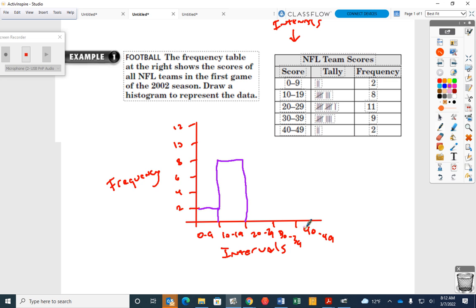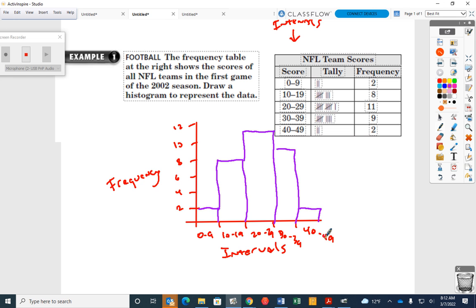Okay, 20 to 29? 11. So I'm going to go up to 11 and come back down. And then what's my next one? 30 to 39 is going to go up to where? 9. Now, I don't have a 9 here, so how do I display that? Just go right in the middle. Come down, and then my last one is what? 2. Okay, and that's it. That's pretty easy, right? You're just putting it into a display.